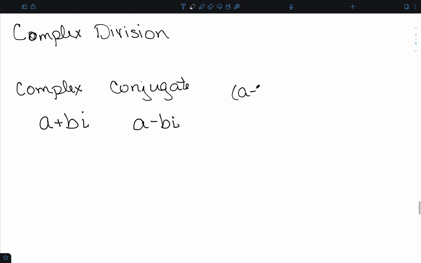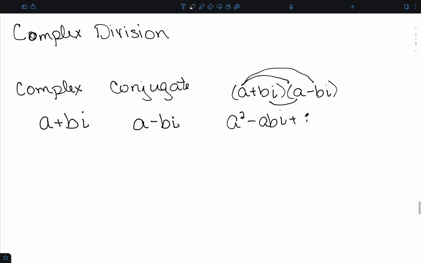And this is very nice because if I try to multiply a plus bi times a minus bi, if I try to multiply conjugates, I would have a squared minus abi plus abi minus b squared i squared. I can see that these middle two terms cancel each other out since I have a negative abi plus abi. And i squared is -1, so I would have negative b squared times -1, or positive b squared. So I get rid of that complex part and I end up with just a squared plus b squared.